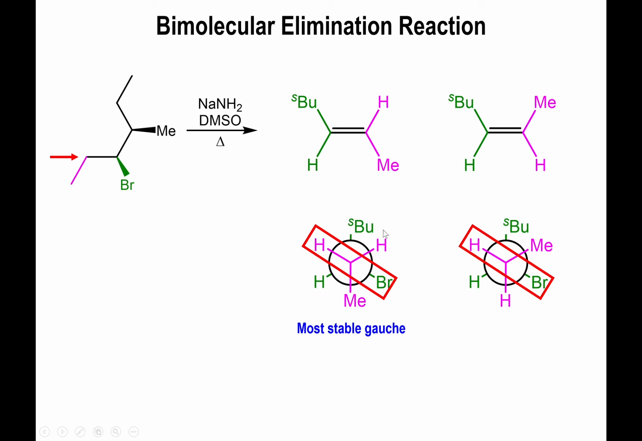The second thing too is that you have to be sure not to accidentally scramble the positions. Sec-butyl is next to hydrogen in the left Newman projection, so sec-butyl has to be next to hydrogen. Over here, sec-butyl is next to methyl, so you have to make sure the sec-butyl remains next to methyl.